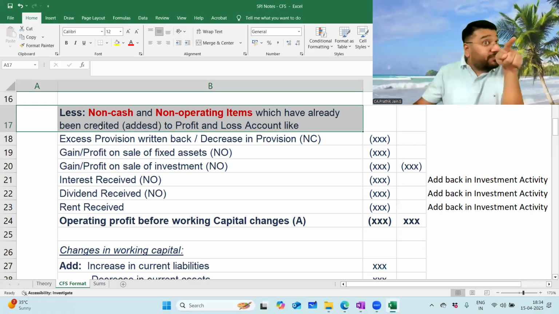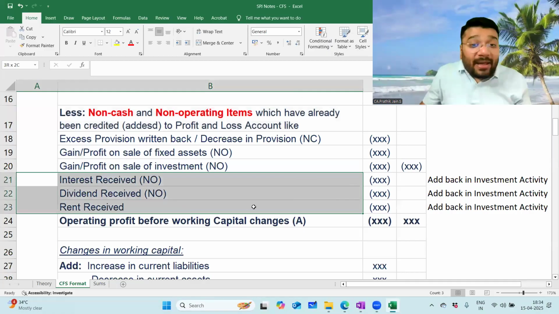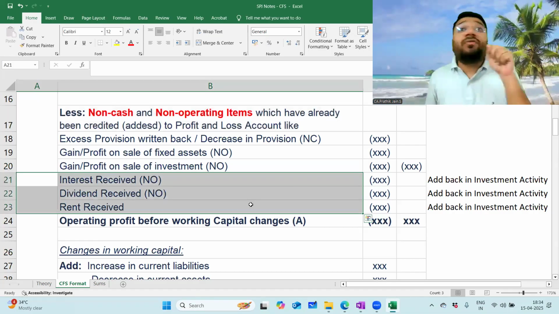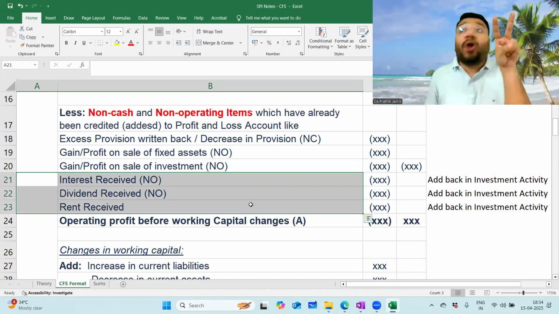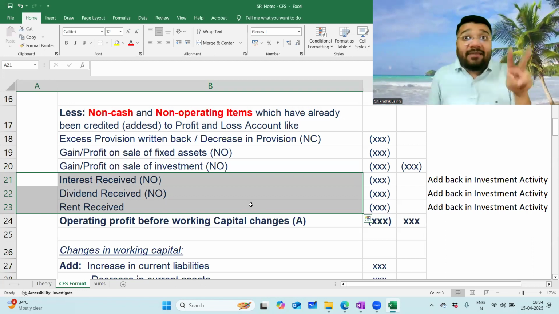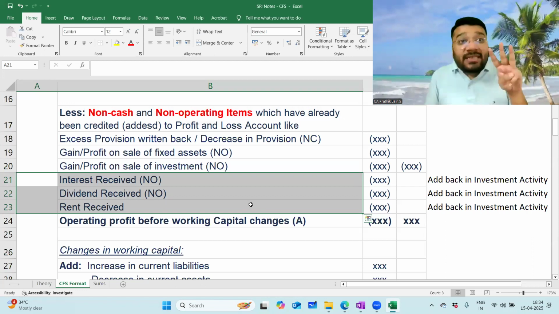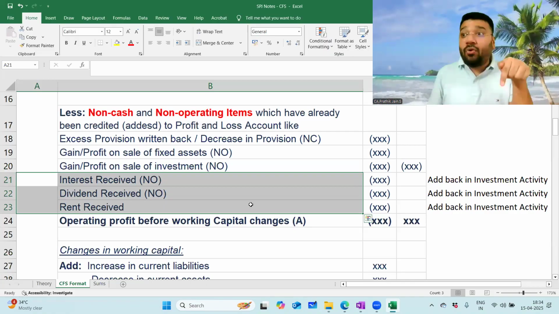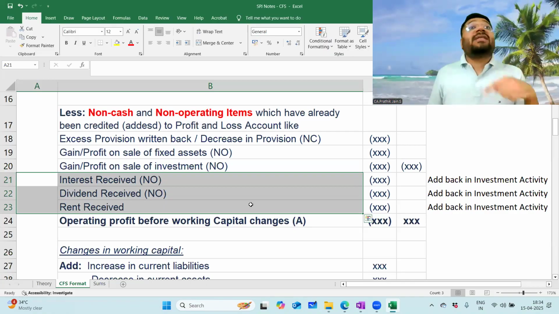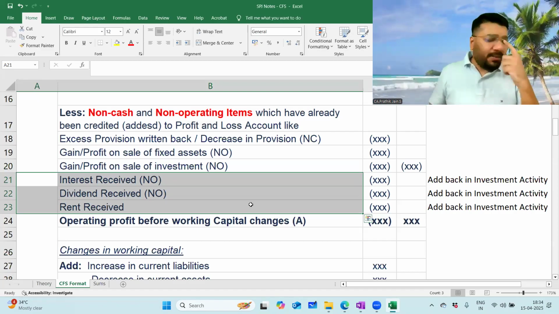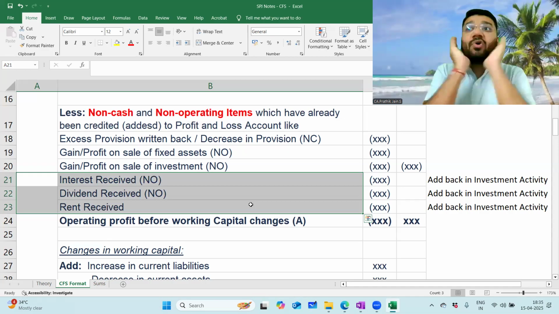Since this is received, you'll add back again under which activity? Investing activity, because interest is out of your investment. Dividend is out of your investment. Rent is out of your investment. Interest received out of your investment done. Dividend received out of your investment done. Rent received out of your investment on the assets. So all this is cash inflow in the investing activity. So in segment 2, you will minus and add back in investing activities. Any problem in this? No problem.